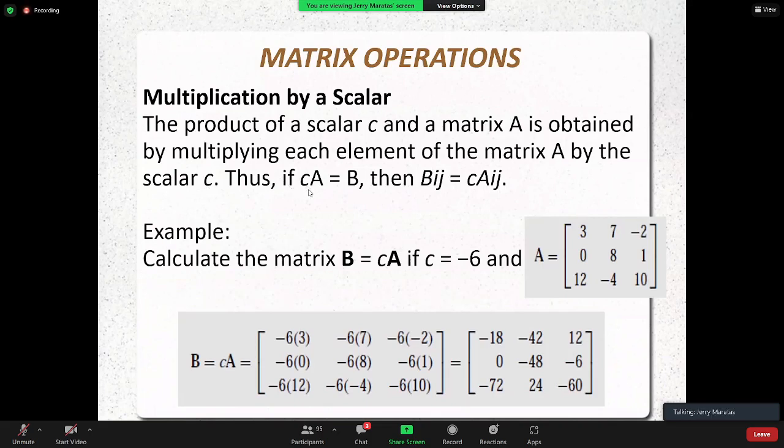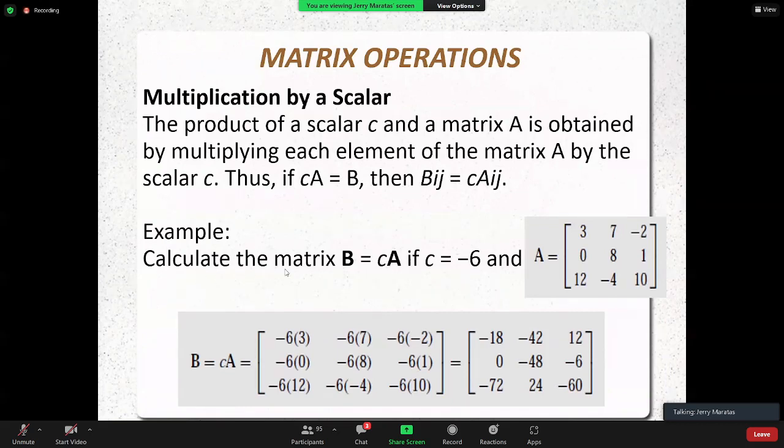Thus, if we have this constant C times matrix A and the result is B, you simply multiply the elements of this matrix B by the constant C. So anyway, let's perform that in this example.